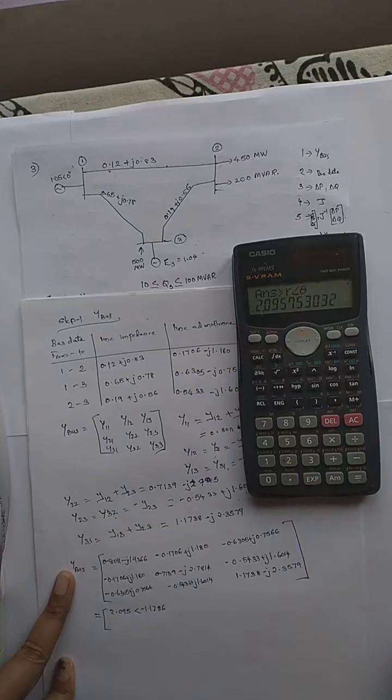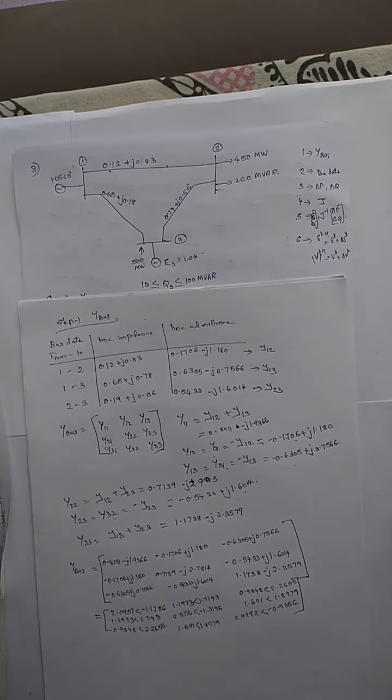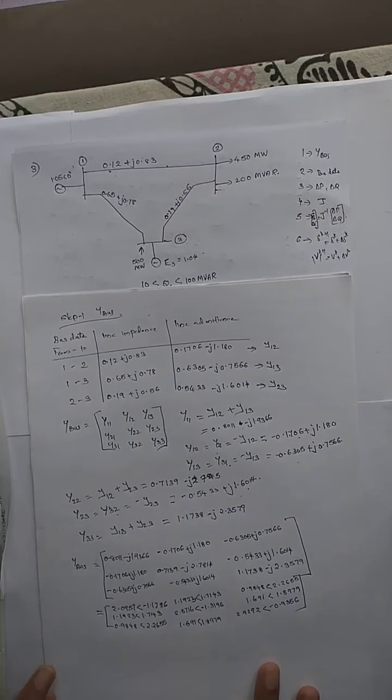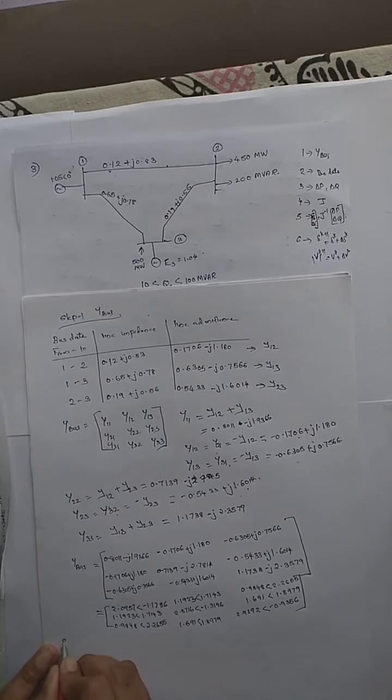So what is it? 2.095 7 I am taking. So similarly I am converting all the rest. So I have converted this Y bus into my polar form, and you can see our polar form data like this. So the next step, step 2, is what we have to find out.